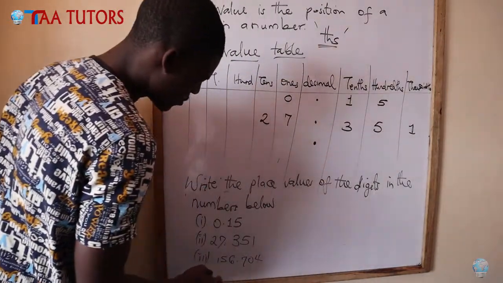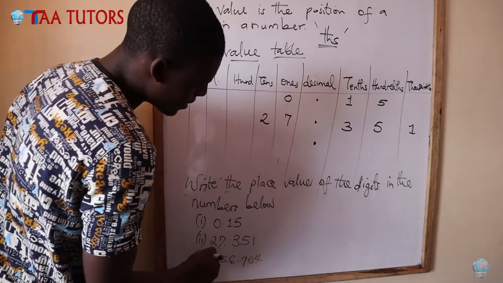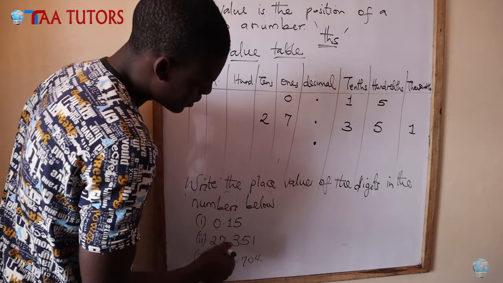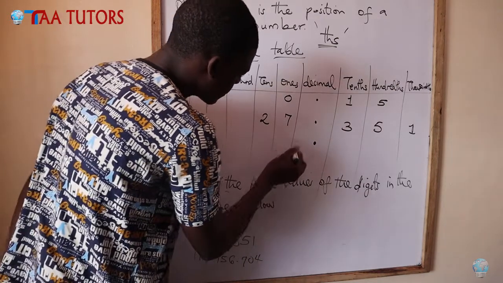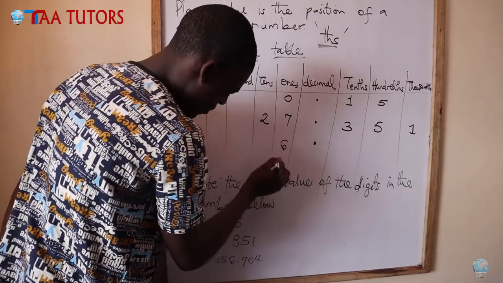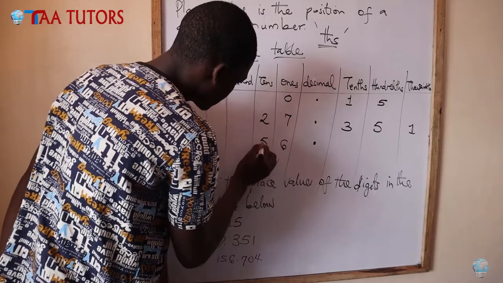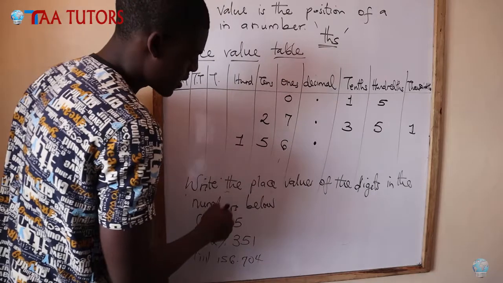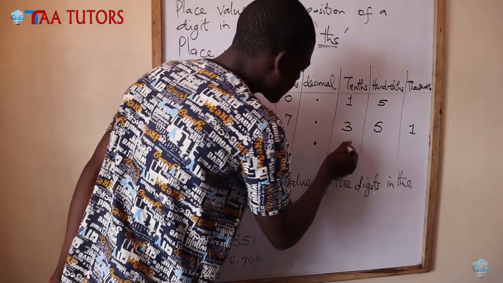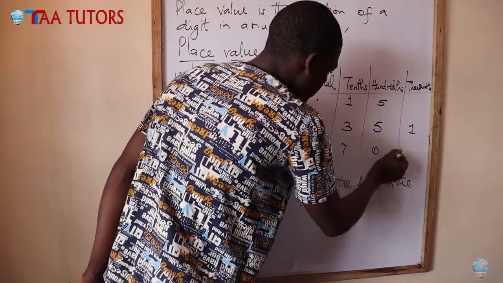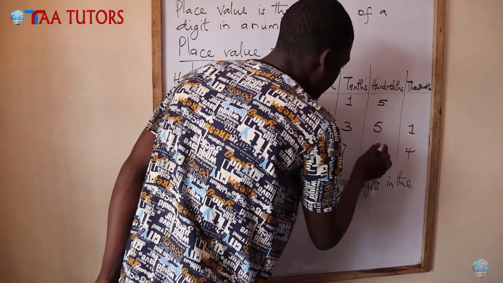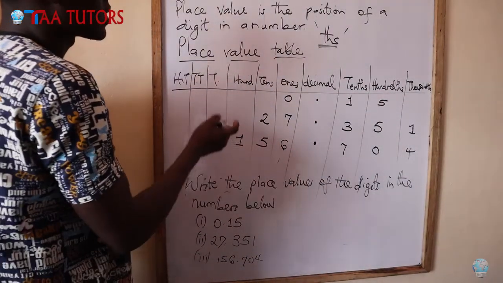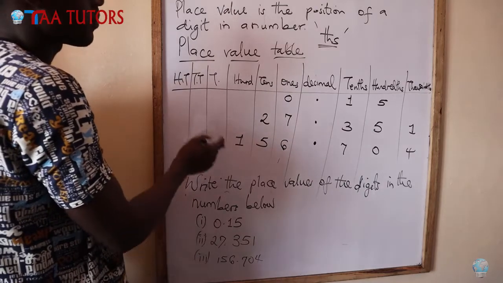We can go forward to do number 3. That is 156.704. To the left, we have 6 first, then we have 5 and 1. Then to the right, we have 7, 0, 4. So this is an illustration of how you can do place values of decimals in a place value table.